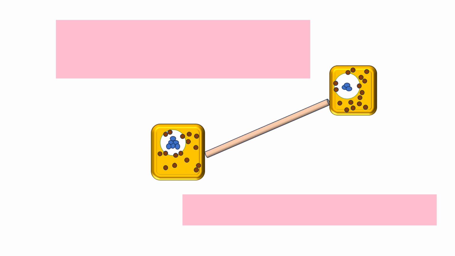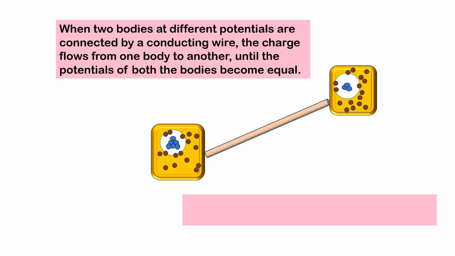They want to go from the crowded plate to the other one, where there is more space for them. So when we connect these two plates with a wire, the electrons start flowing, just like the water did. This flow of electrons is what we call electric current.